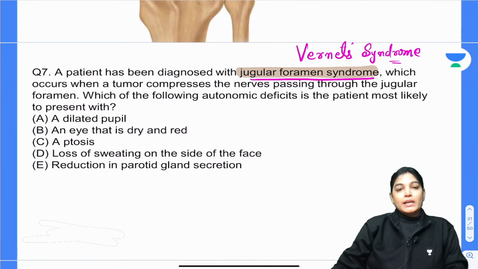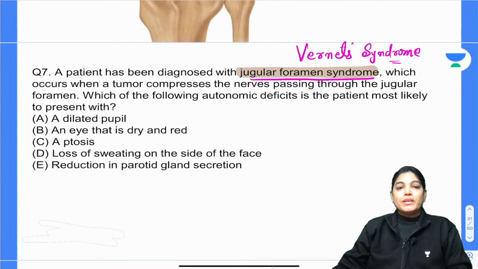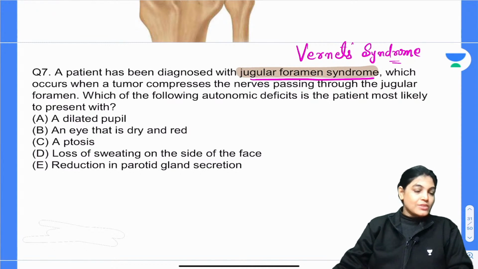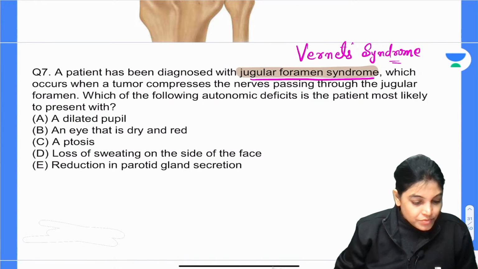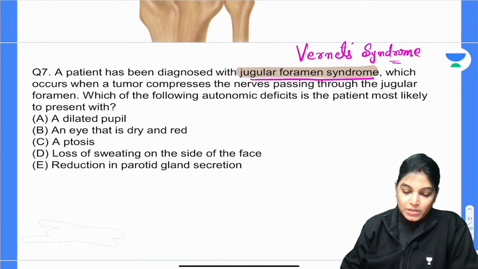What will be the case? What will be the abnormality seen in the patient? Whether it's a dilated pupil, an eye that is dry and red, ptosis, loss of sweating on the side of the face, or reduction in parotid secretion. According to you, which is the most correct answer? This is a case of Vernet syndrome. Please mark the correct answer. I got an answer from Pravez. Pravez is telling it's C, ptosis. Okay. What about others?